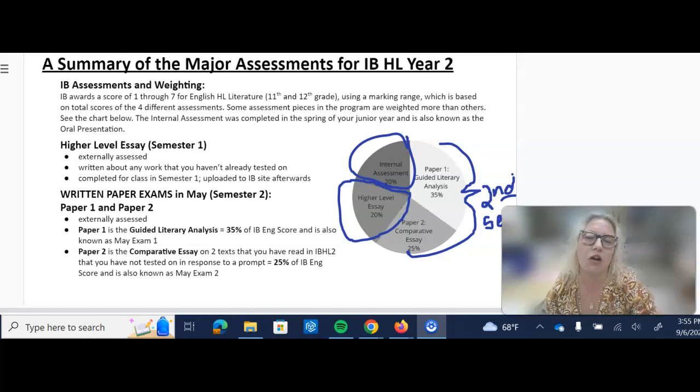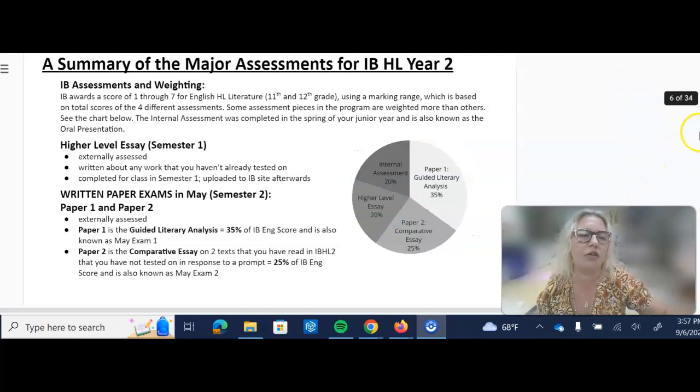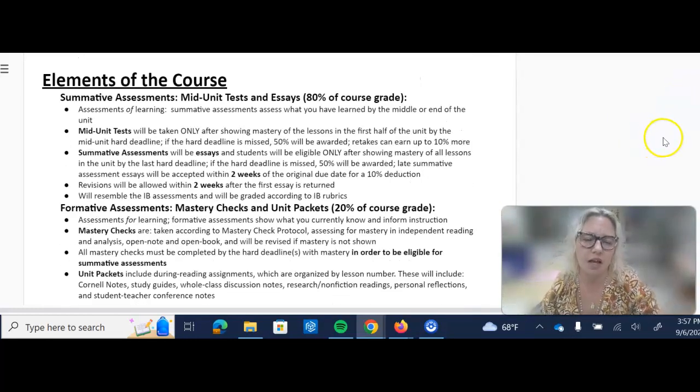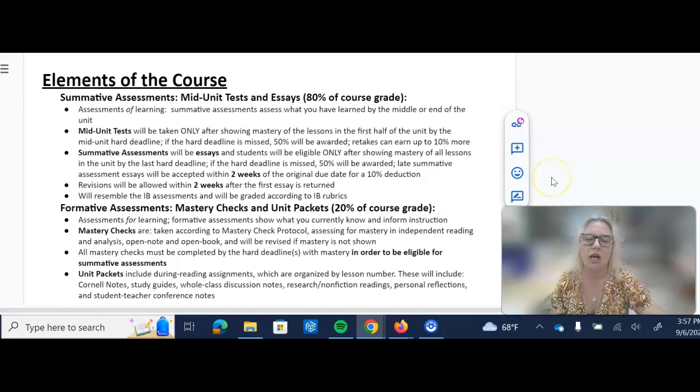Paper 2 is the comparative essay on Men We Reaped and Sag Harbor, the 2 texts that we read second semester. And so we'll get you prepared for that second semester. All right, so let's move on to the elements of the course. And a lot of this you heard me say already in the first video of this unit.